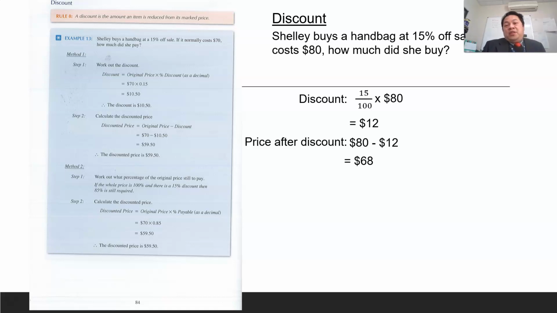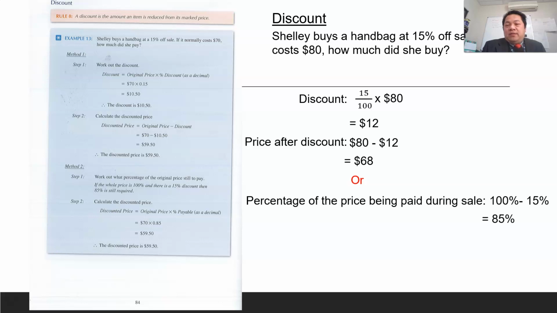Okay, I'm going to teach you a simpler way, a shortcut way. We know that the original price is 100%. Since given a 15% discount, she will be paying at 85%, isn't it? Because we minus 15% of it. So in other words, you are paying only 85% of the original cost. So 85 out of 100 times $80, you simplify, you get $68.